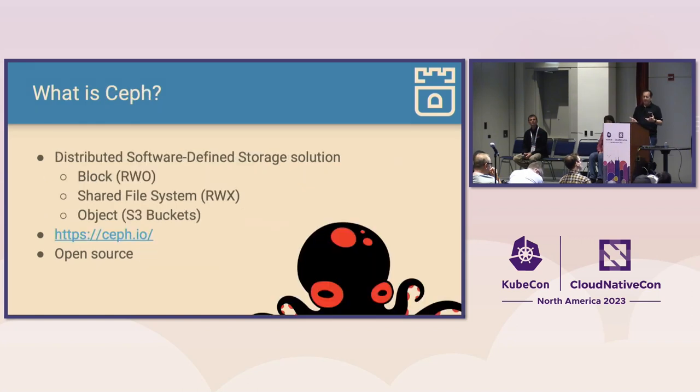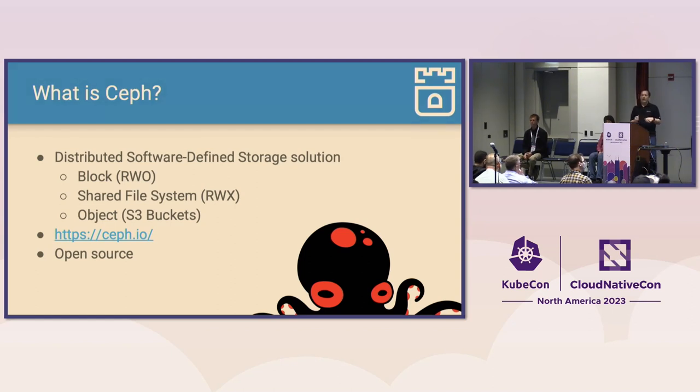Well, then what is Ceph? So what did we love about Ceph that made us really want to choose it? Well, Ceph, from the get-go, is a distributed software-defined storage solution, and it provides all three common types of storage. So block, which is used for read-write-once volumes, and shared file systems with read-write-many volumes, so you have several pods, several applications, or multiple instances of applications that need to share the same volume. You can use the shared file system with CephFS.